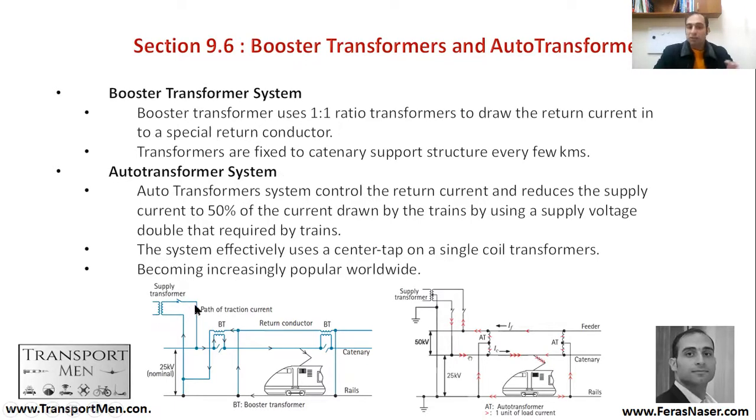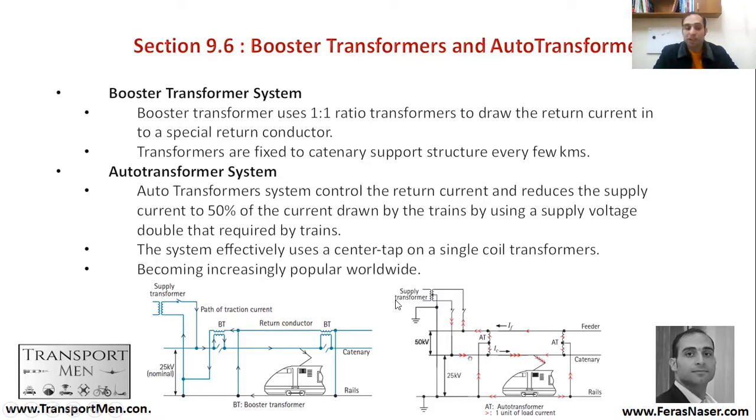So this is your supply transformers coming from the substations, reaching your overhead line. Now the current is moving, providing the train with the current, but now you have a return current. And in your return current, you want to get rid of that so it does not fill the ground. You put a booster transformer and another booster transformer in your return current. It uses 1-to-1 ratio transformers to draw the return current into a special return conductor. So now the whole return current has been dissipated, and transformers are fixed to catenary support structures every few kilometers. So you have this booster transformer every few kilometers.